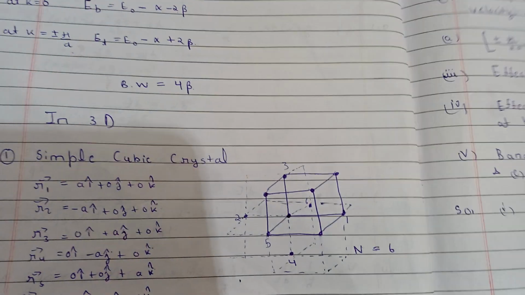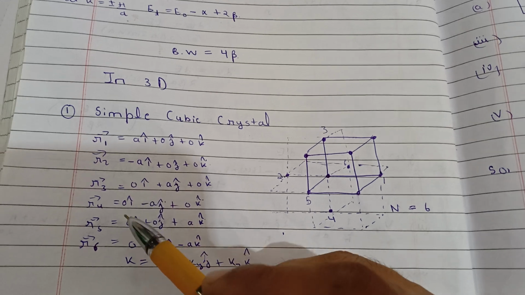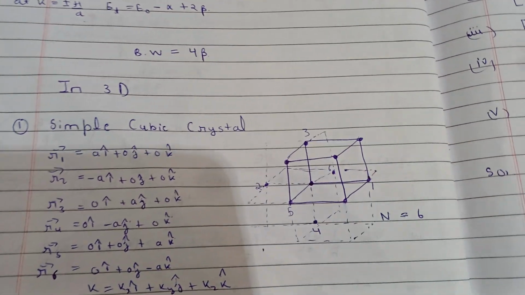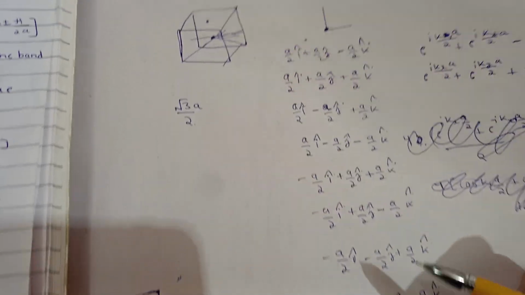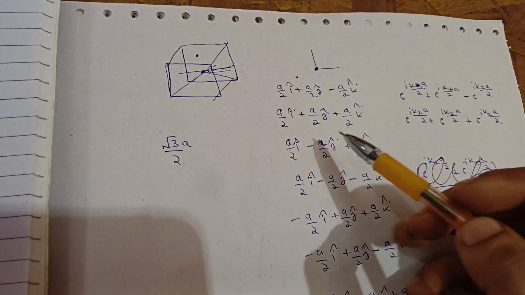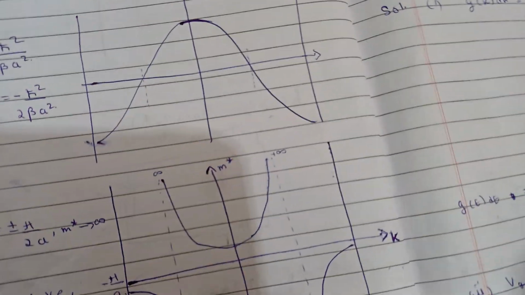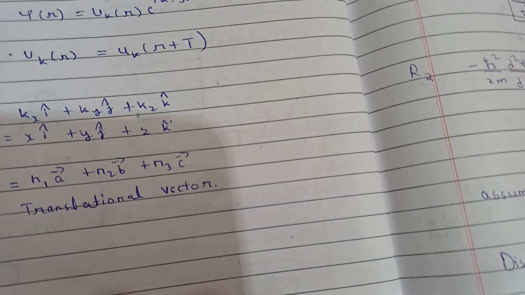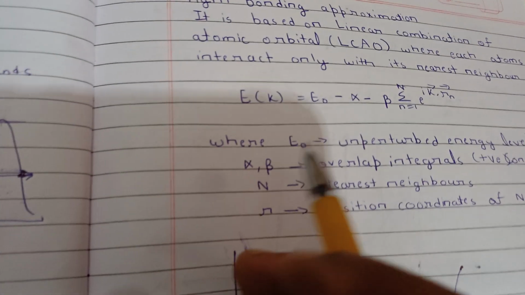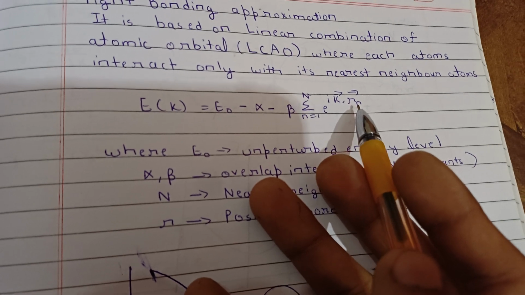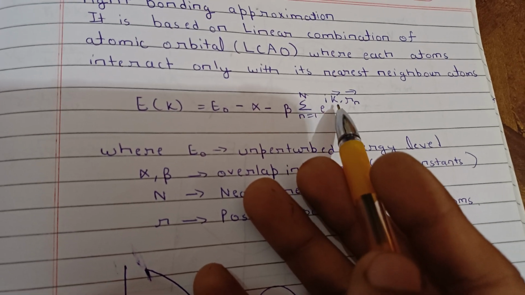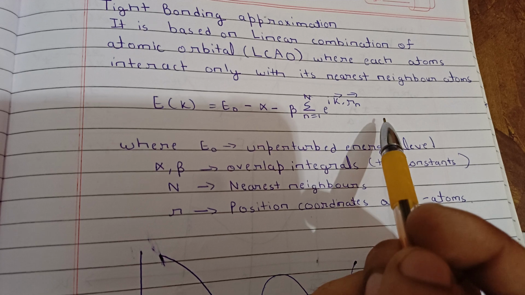Now, as we did in the SCC, simple cubic, there were 6, so we wrote the coordinates of all 6. In the same way we will write the coordinates of all the 8. So it will become like this. Then we will substitute in this equation for the tight binding approximation. We put every position vector here, all of the 8, and in place of k there will be kx, ky, kz, with i cap, j cap, k cap.